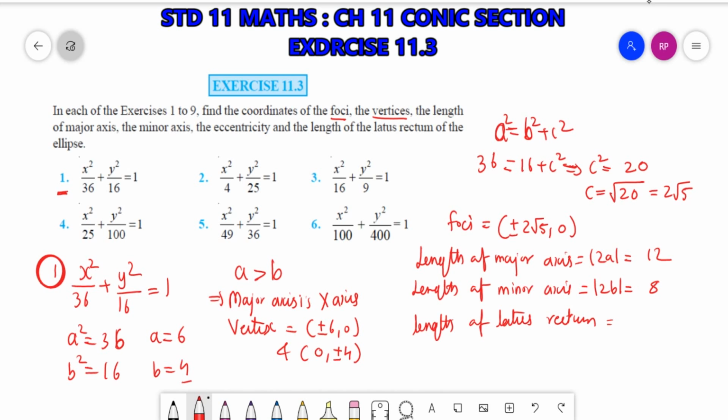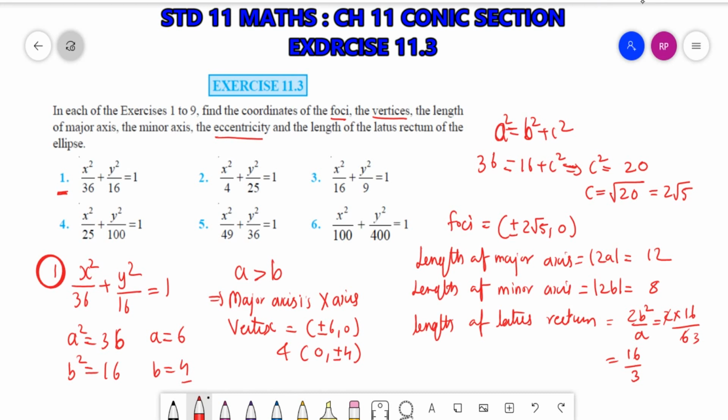Now length of latus rectum is equal to 2b square by a. So 2 into 4 square, that is 16, and a is 6, so 2 threes are 6. So the length of latus rectum will be equal to 16 by 3. Clear? So this was about question number 1. So just note it down.